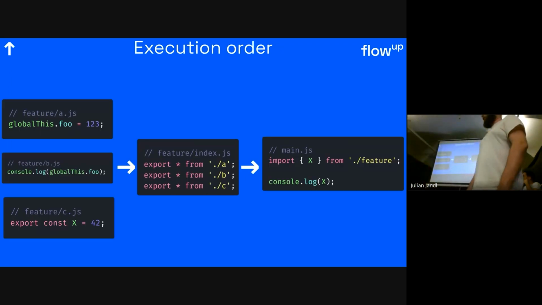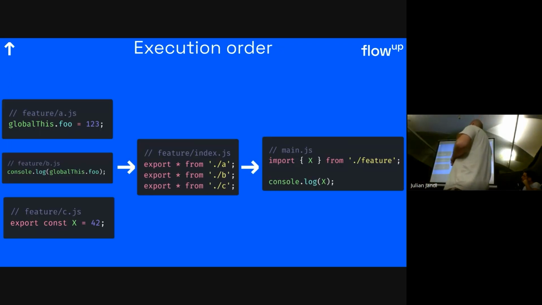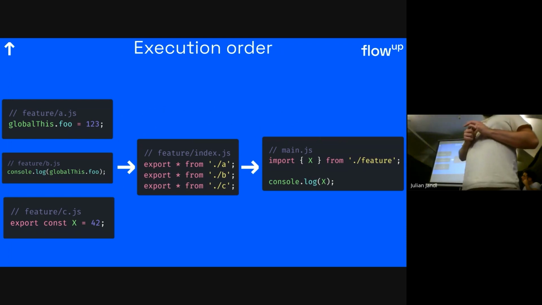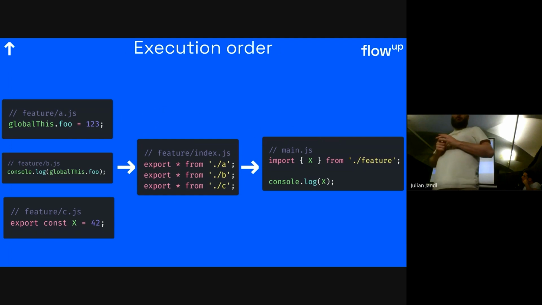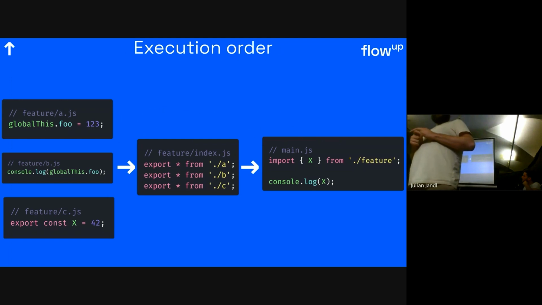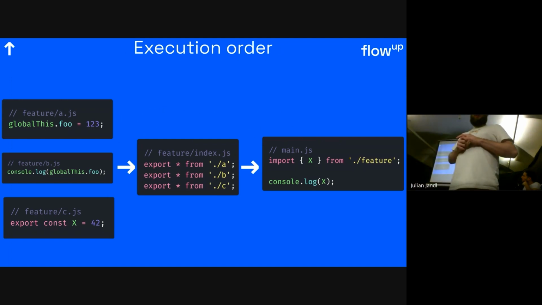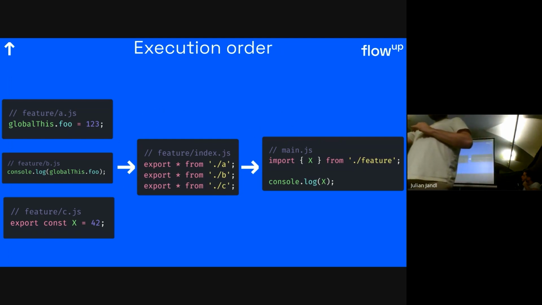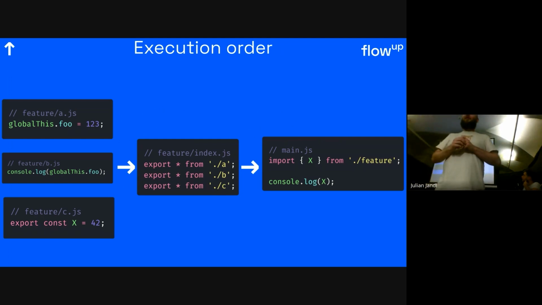So another exercise, execution order. We have 3 files: feature A, feature B, feature C. One is assigning 1, 2, 3 into global this foo. The other one is logging that global this foo, and the third one is assigning 42 into a constant X. And then we have a barrel file for all of these, A, B, C, and then we have a main.js which imports just X from that barrel file and logs that X. Can you tell me what the output will be?